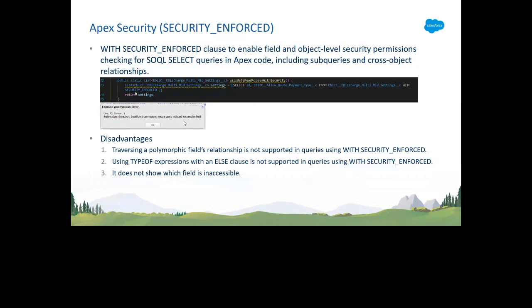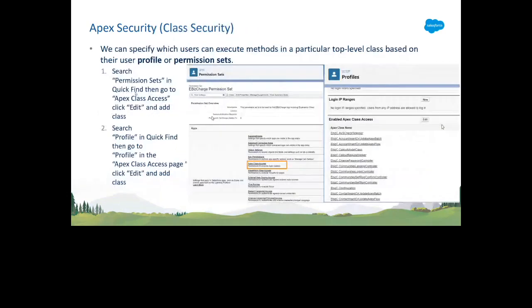Okay, so class level security. This is a simple thing. Most of you guys are developers, and you know about this option. If you want to revoke class level access for a specific user, then you go to the profile, and from the profile you will find Enable Apex Class Access.